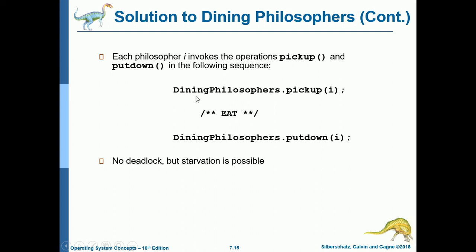We have DiningPhilosophers.pickup(i), then eat, and then DiningPhilosophers.putdown(i), then it's finished eating. So this is the sequence. Of course, you cannot put down something if you did not pick up anything. So no deadlock. The solution has no deadlock, but starvation is possible, because what if philosopher 1 is always the one who wants to eat? How about the others?